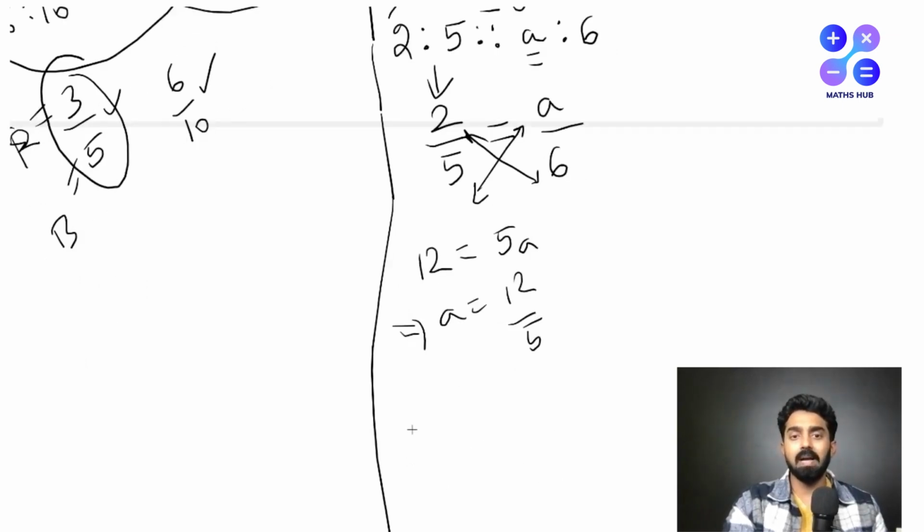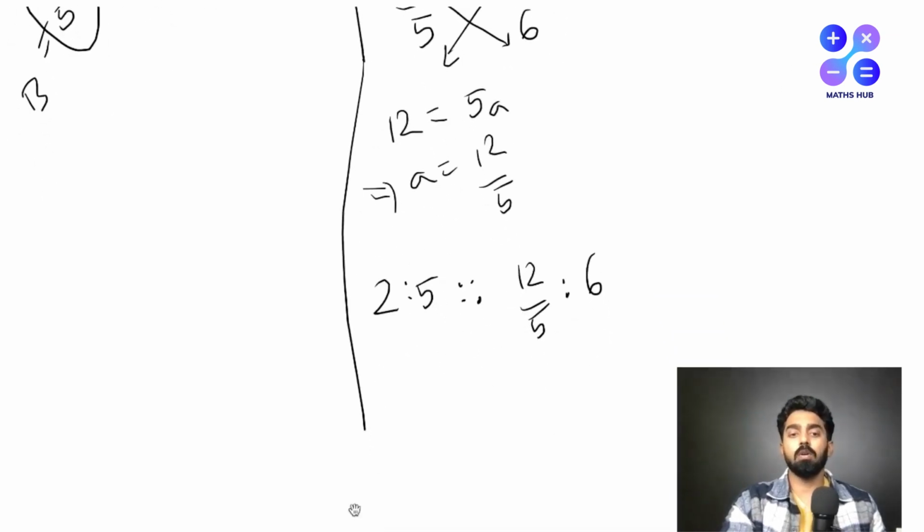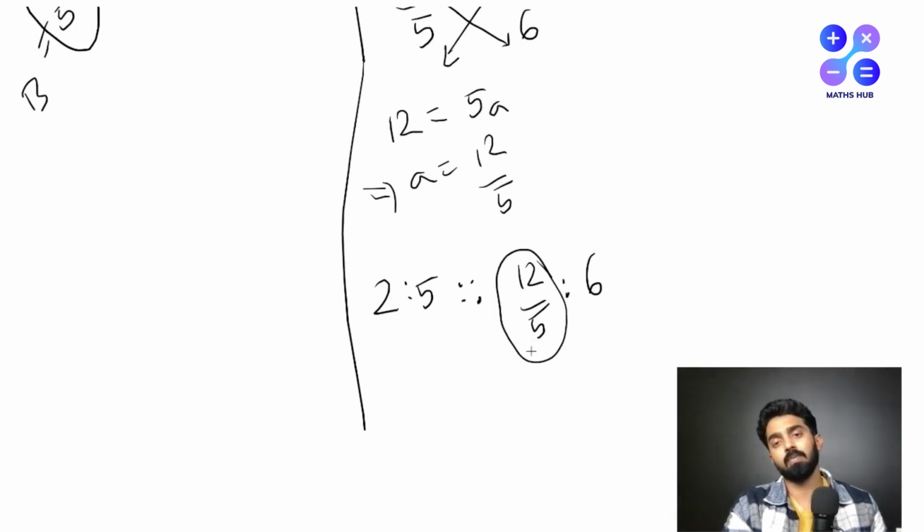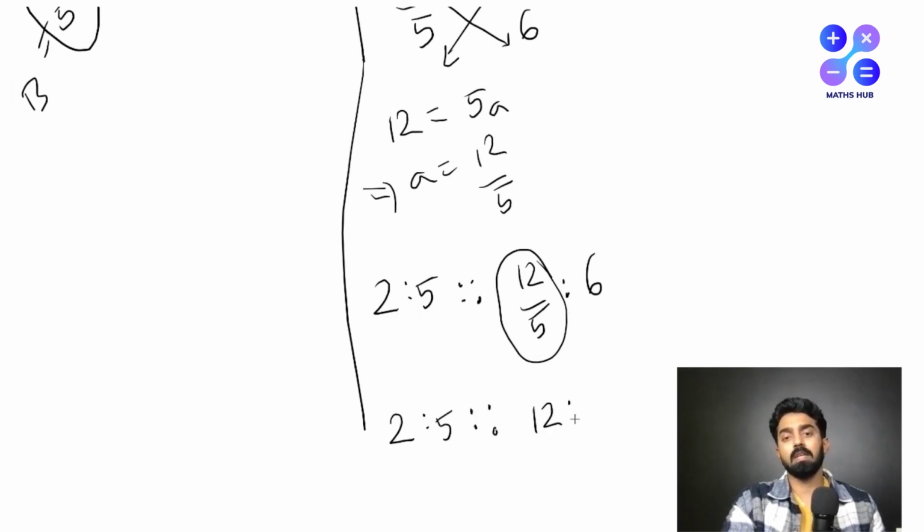So if you plug that back in, what would you have? You would have 2 is to 5 is the same as 12 by 5 to 6, right? But ideally you would not want to have a fractional value inside a ratio. So what you would ideally do is cross multiply this. You would multiply both by 5 and say 2 is to 5 is the same as 12 times 30, which is the same as multiplying this by 6 and multiplying this by 6, right?